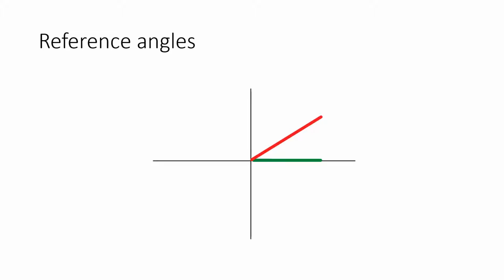We also need to know what a reference angle is. What we mean by a reference angle is that this angle has to have a vertex on the origin. As well, we're going to go from the terminal side of that angle to the x-axis, and that's going to create a reference angle. So in this case, 30 degrees is our reference angle.